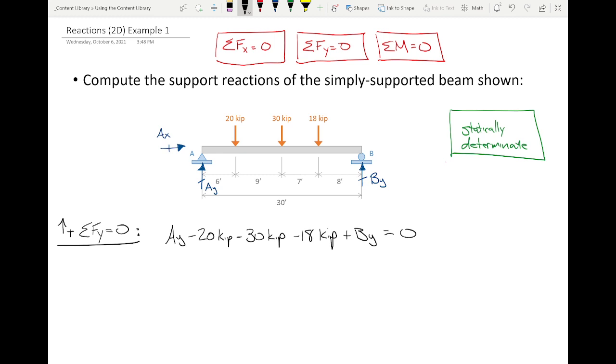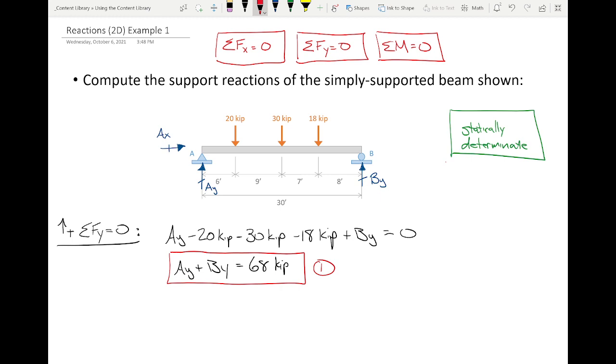And what I can do is simplify this a bit. Take the 20, the 30, the 18. What is 20 and 30? That's 50, 18, 68. Move it all over to one side, and I get AY plus BY has to equal 68 kips. I'm going to call this equation 1. Is everybody okay with that? So I don't know what AY is, I don't know what BY is, but AY plus BY has got to be 68 kips. I know that. So far, so good?